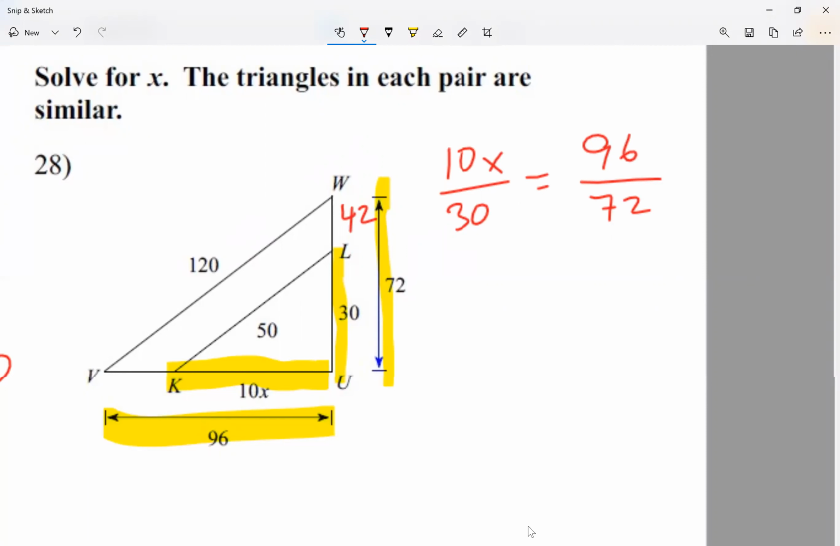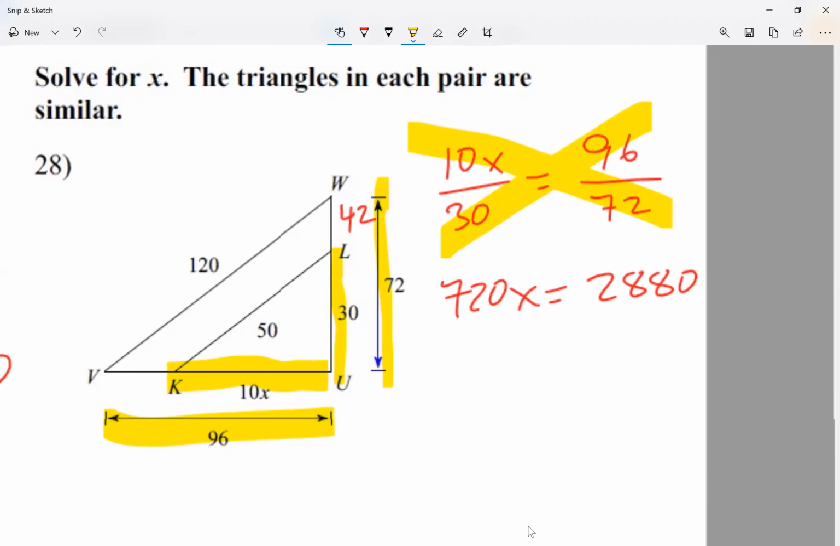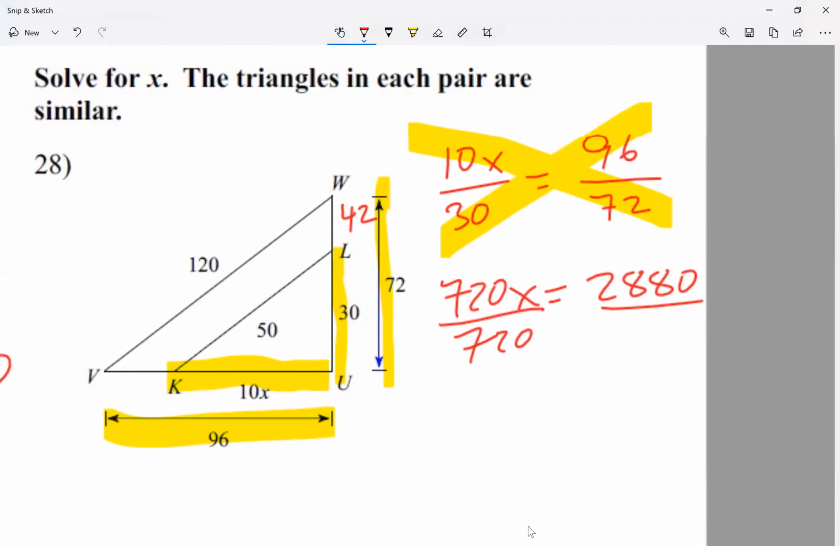Now, when I cross multiplied, I'm going to get 720x is equal to 2,880. Remember, I went 72 times 10x, and then I went 96 times 30. Now let me divide each side by 720. So I get x equals 4.